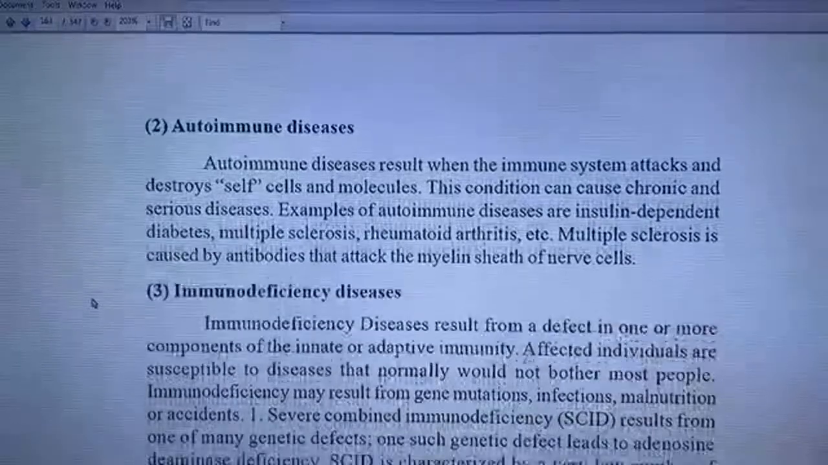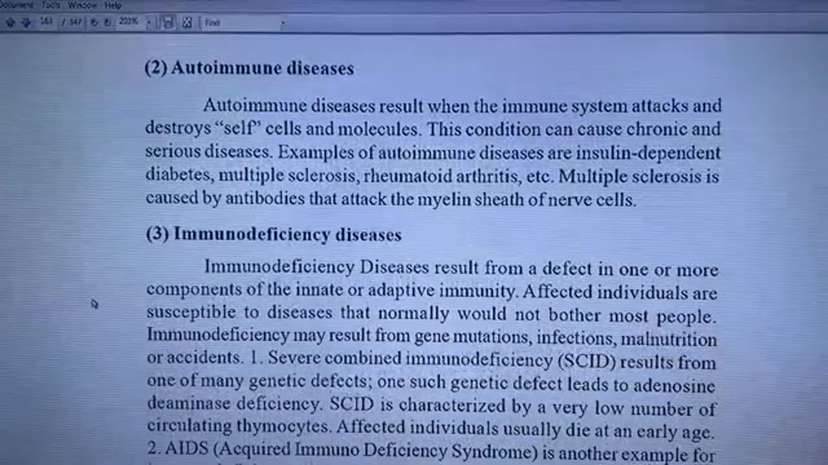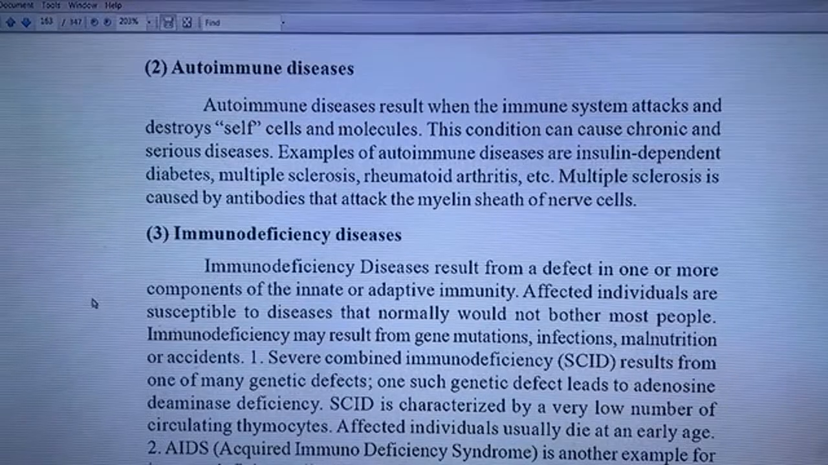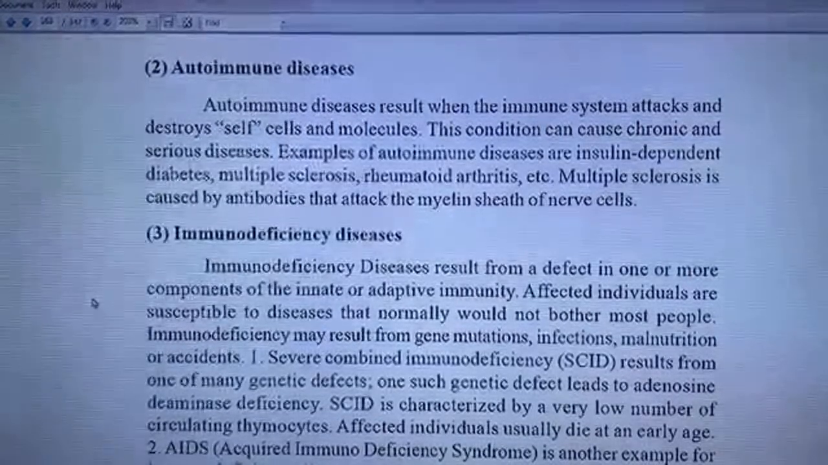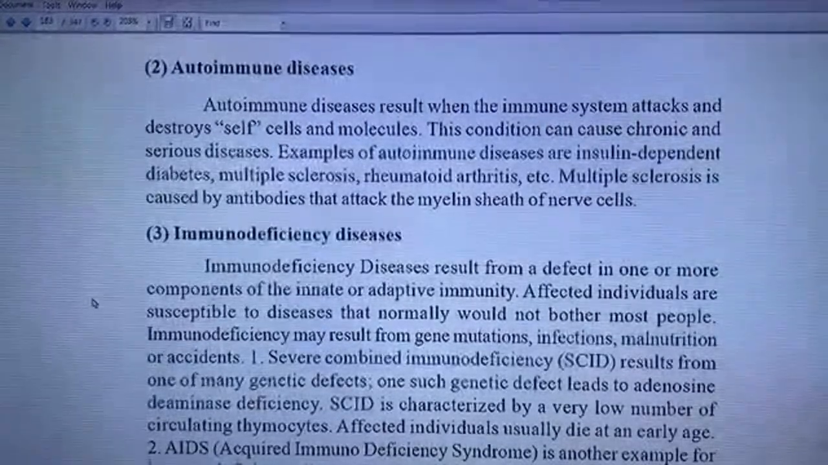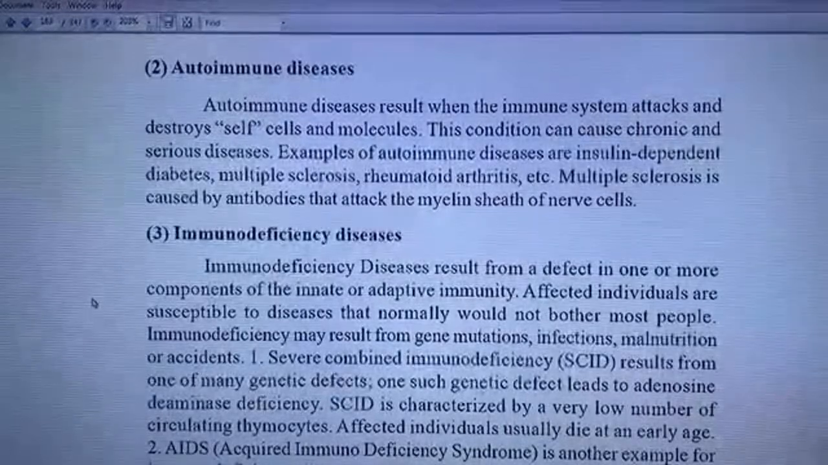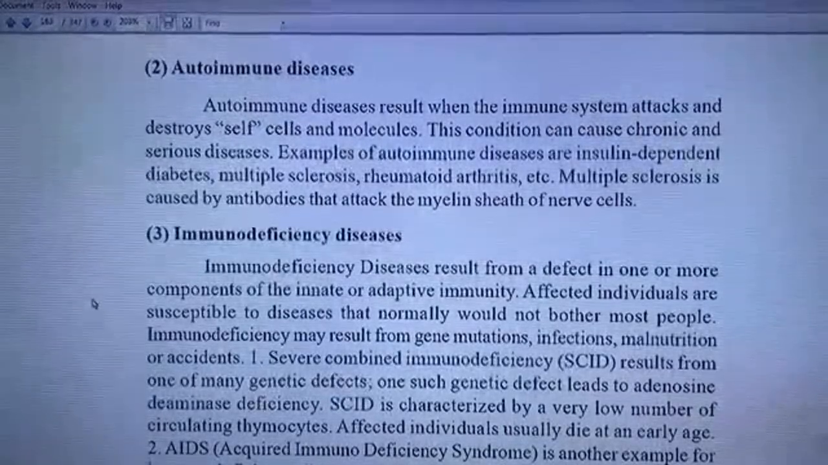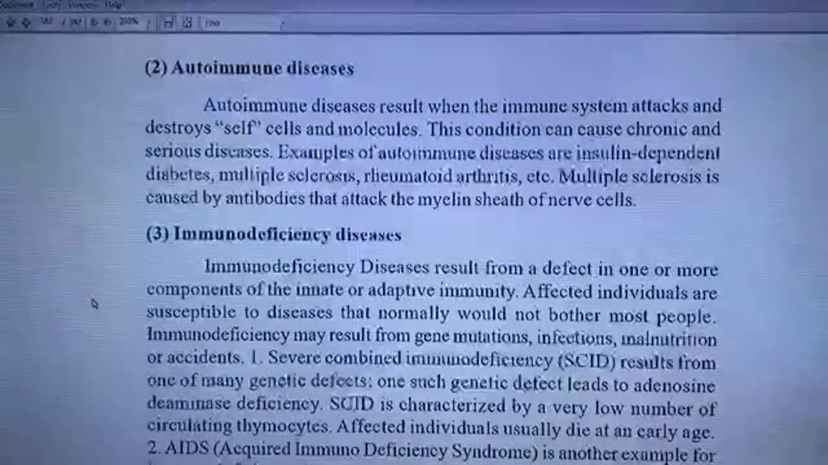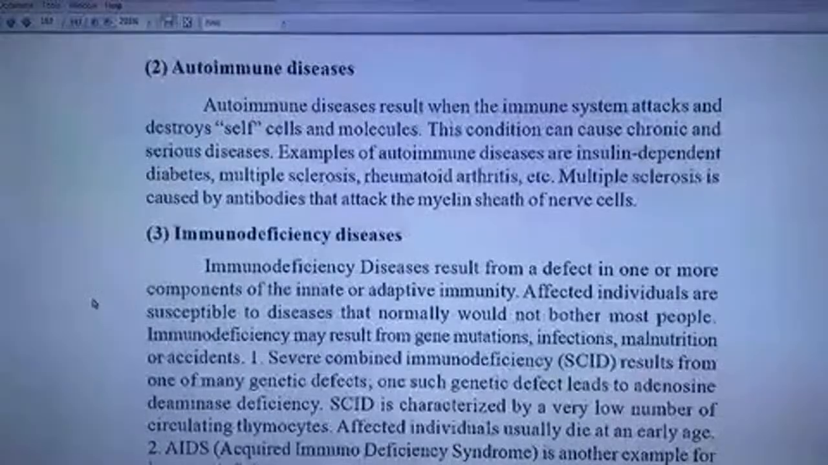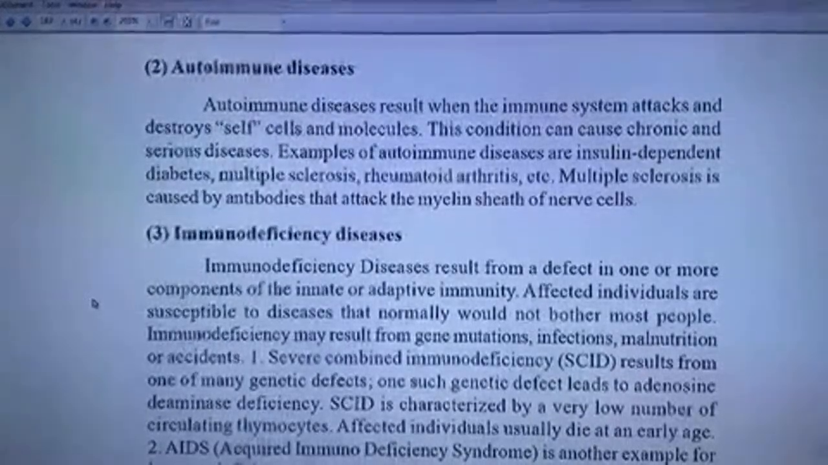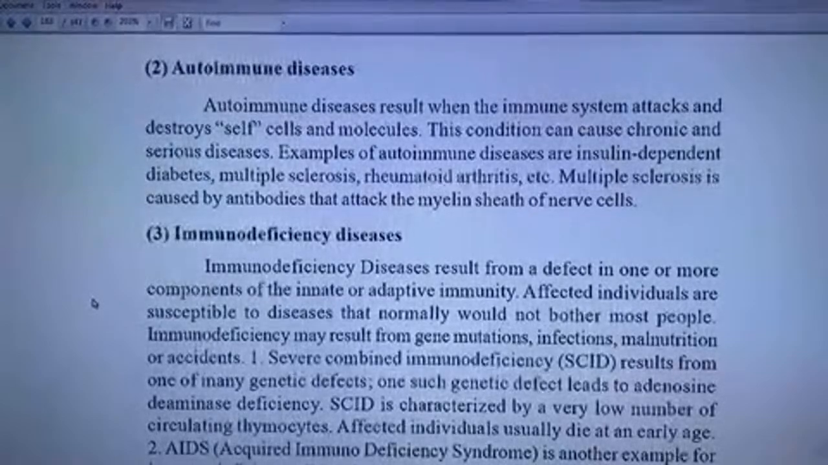Autoimmune diseases. Autoimmune disease is when the immune system attacks and destroys the body's own cells and molecules. This condition can cause chronic and serious disease. Examples of autoimmune disease are insulin-dependent diabetes, multiple sclerosis, and rheumatoid arthritis. Multiple sclerosis is caused by antibodies that attack the myelin sheath of nerve cells.